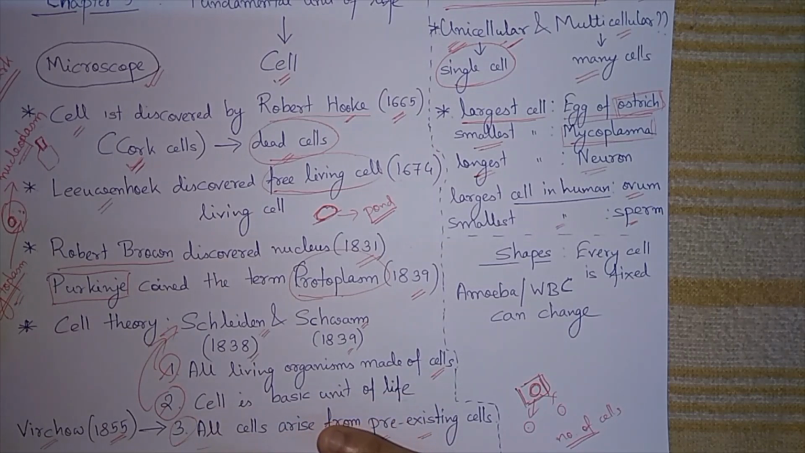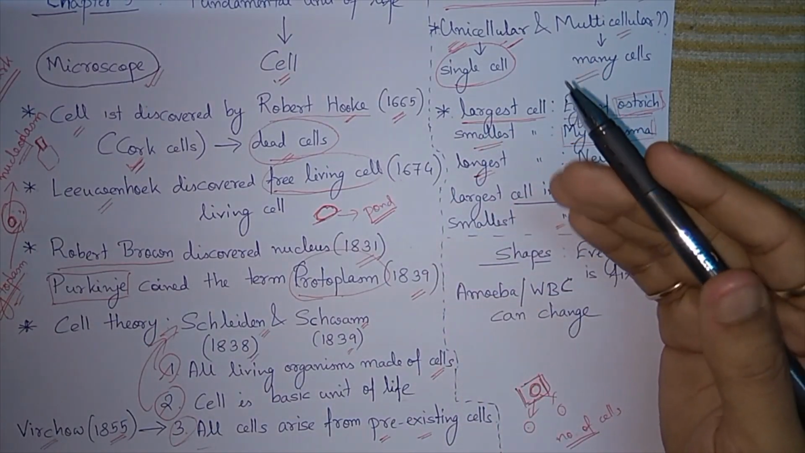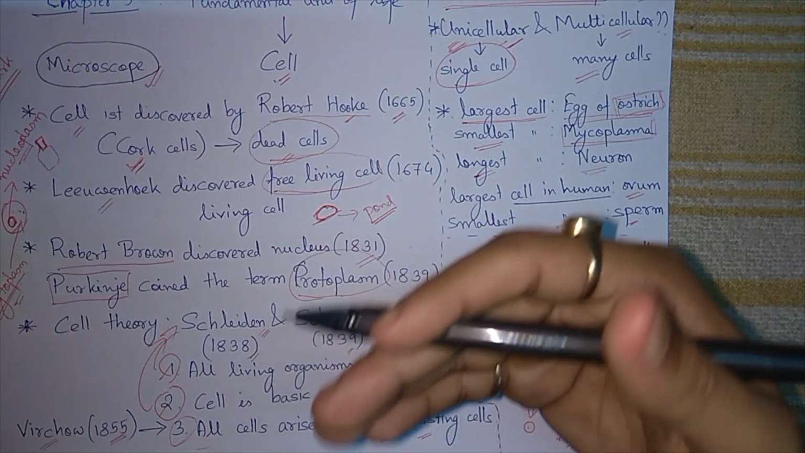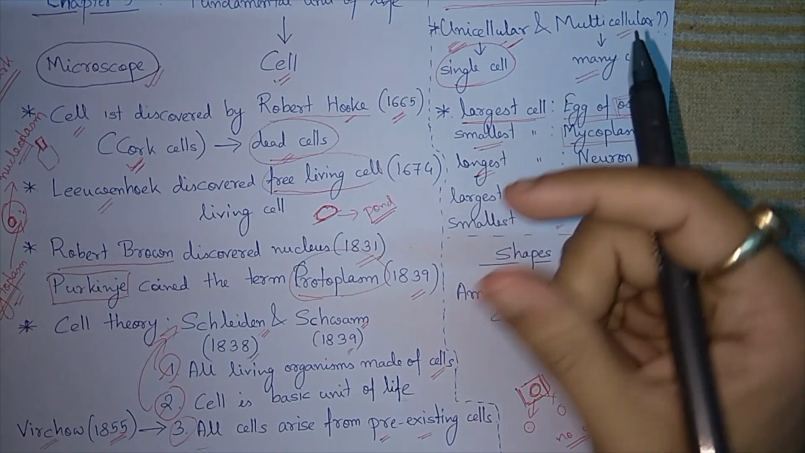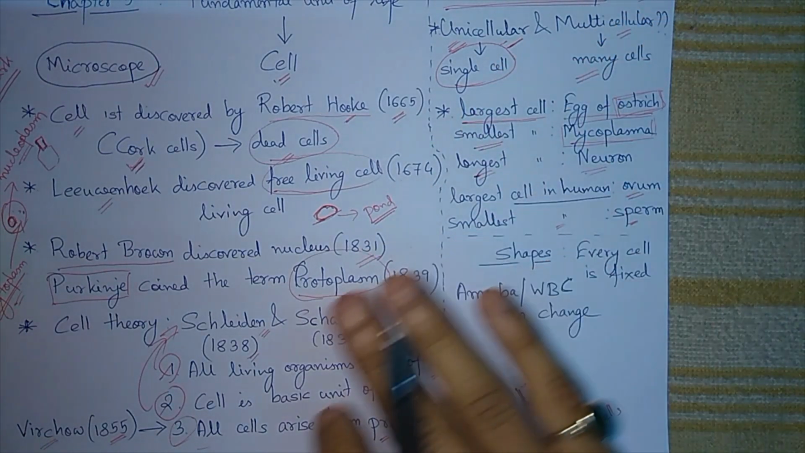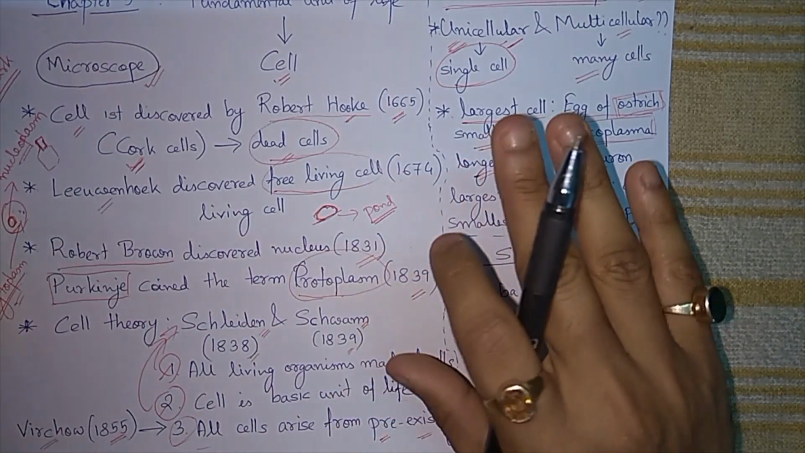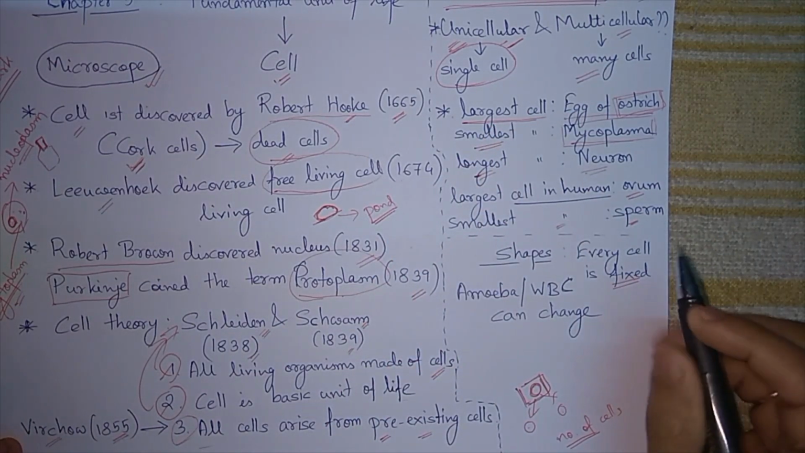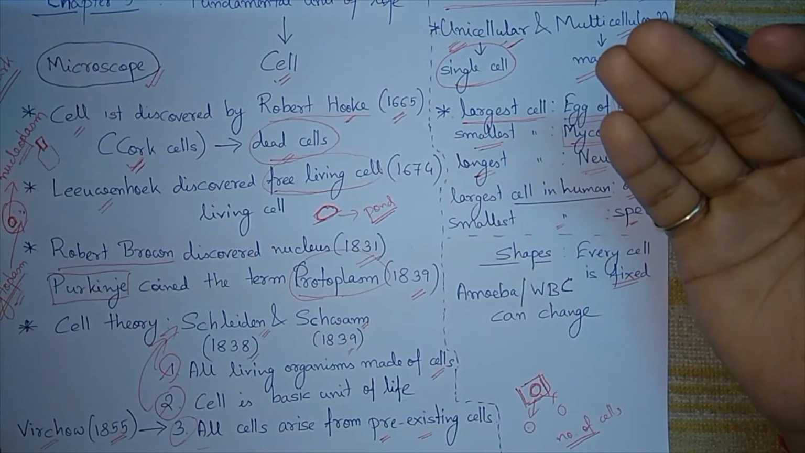Every cell has its own shape. Remember, every cell has its own shape. An eye cell is different from a liver cell because the liver cell has a different shape. So every cell has a fixed shape. Remember, they cannot change their shapes.